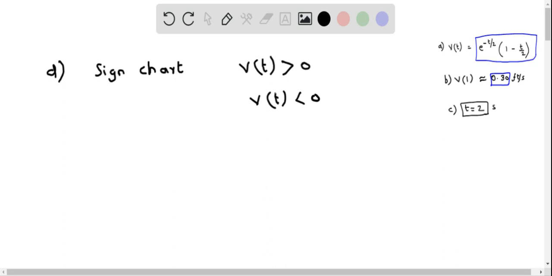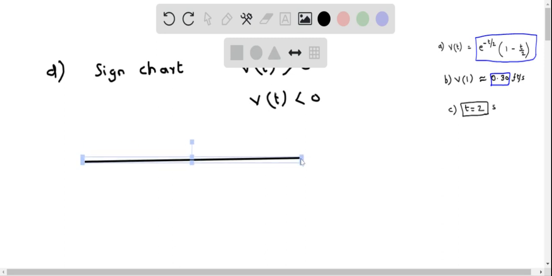We have already determined that velocity is 0 when t equal to 2 seconds. So we are going to create the number line considering the velocity is 0 at t equal to 2 seconds. So let's mark this t equal to 2. This is in seconds first.